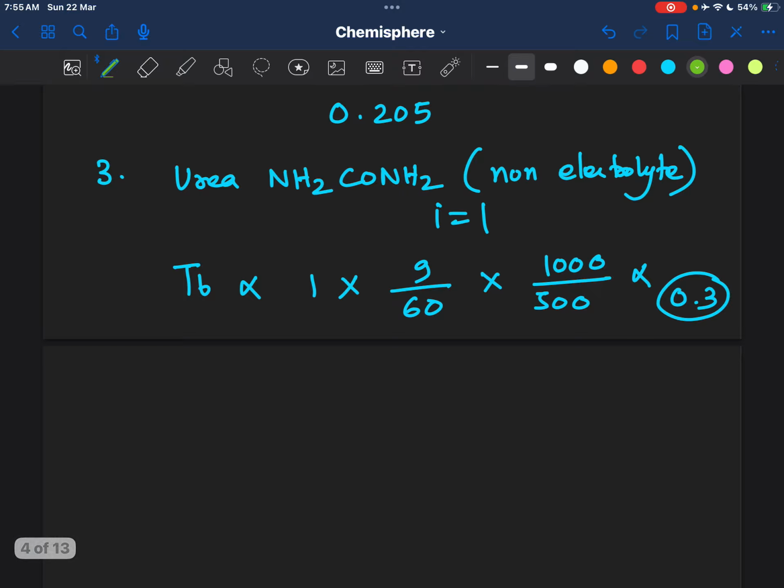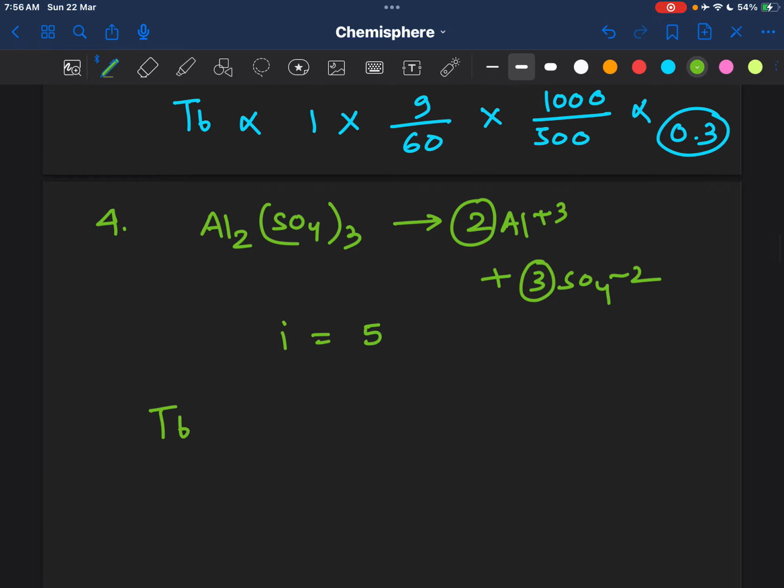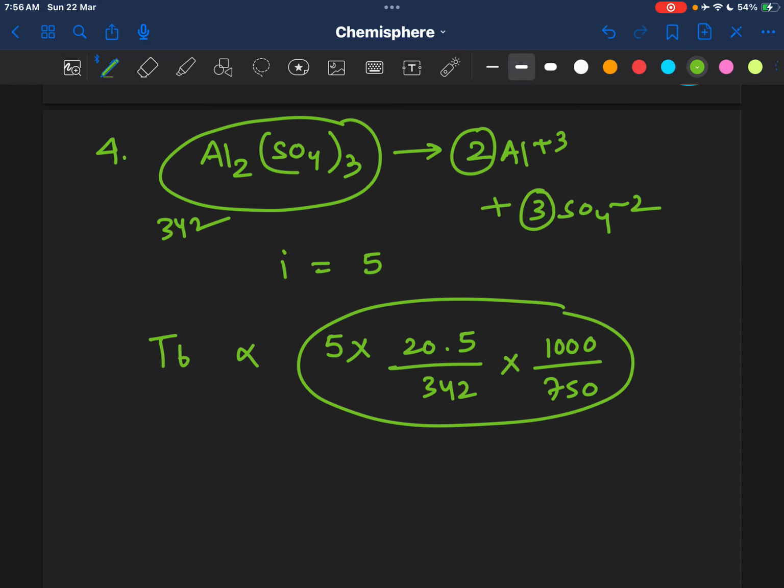And the fourth one is aluminium sulfate, that is Al2(SO4)3. We know that this decomposes into 2Al3+ and 3SO4 2-. So therefore there are a total of 2 Al3+ and 3 sulfate ions, so the I value is going to be 5. So TB will be directly proportional to 5 into molarity. The given mass is 20.5 divided by the molar mass of aluminium sulfate, 342, into 1000 by the volume of the solution given to us, 750. So this approximately comes out to be 0.4.